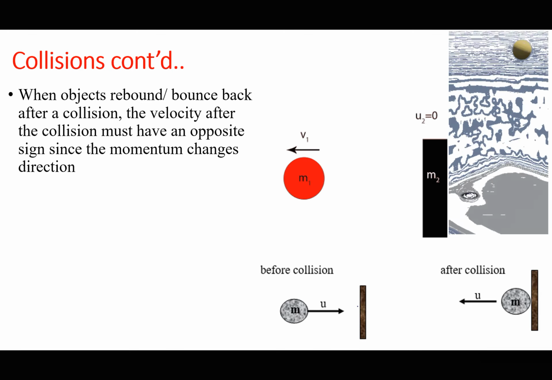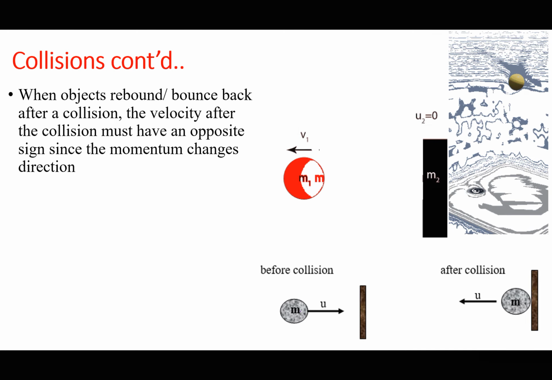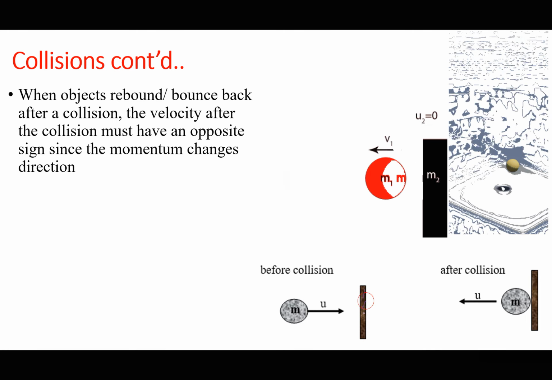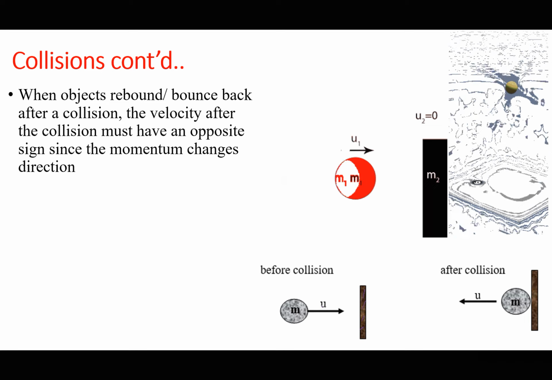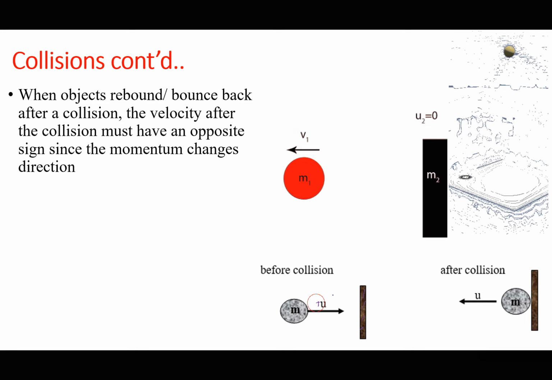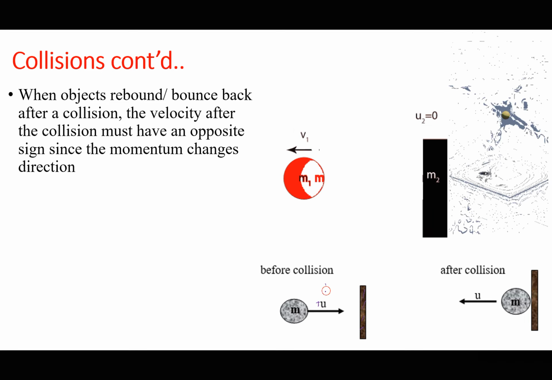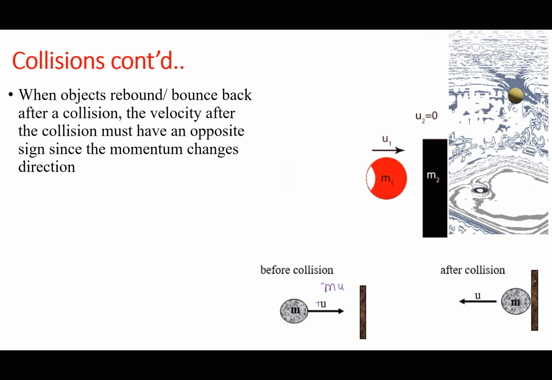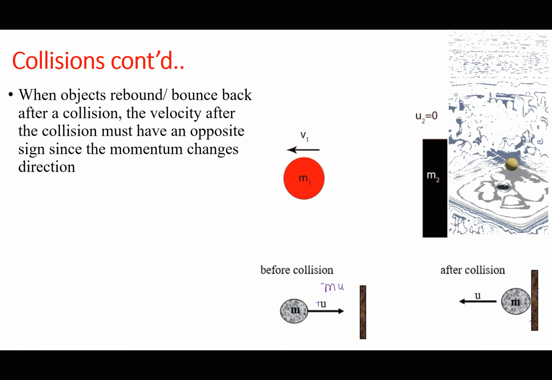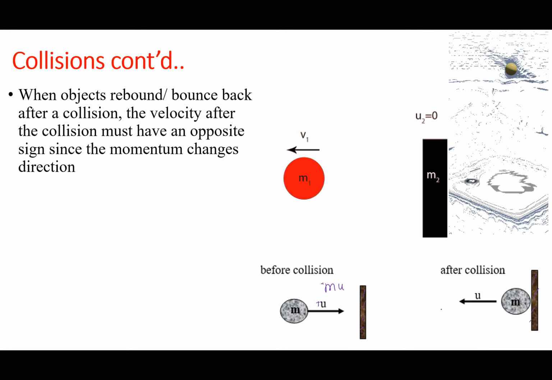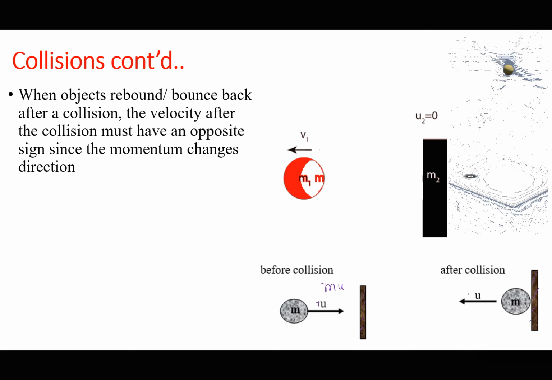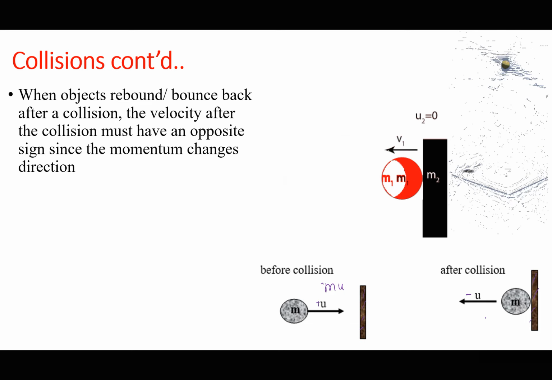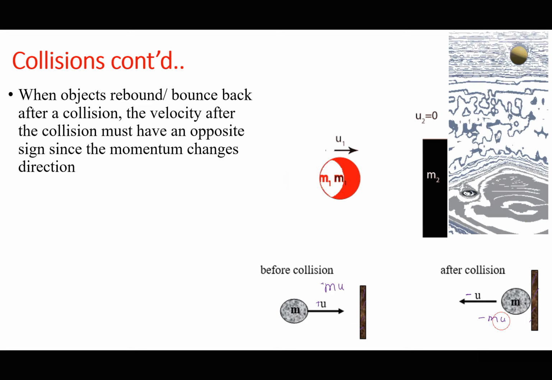So if, for example, here, before collision, the mass is moving towards, say, a wall. So the velocity here to the right side is positive before it rebounds. So the momentum here is going to be m times u, and this is positive. But after colliding with the wall, the mass bounces off or rebounds. So the velocity is now in the opposite direction. So the momentum here is going to be negative m times u.